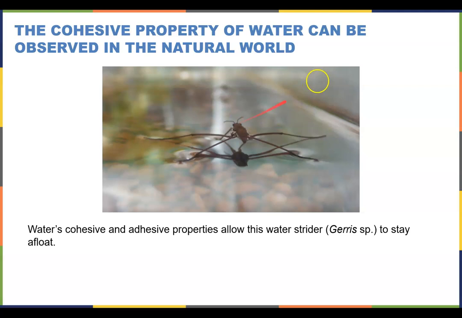In the real world, you've probably seen one of these before. These are water striders, and they stay afloat on top of water because of water's cohesive and adhesive properties, because water wants to keep sticking to itself. And so it's not going to allow that bug's leg to protrude into the surface.